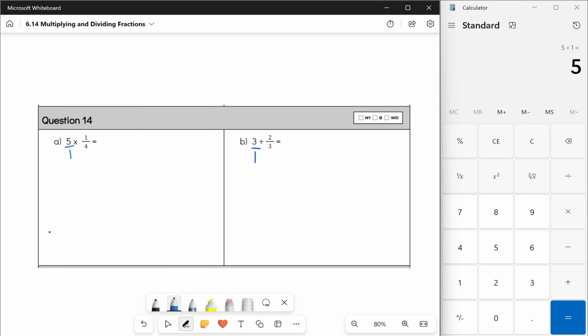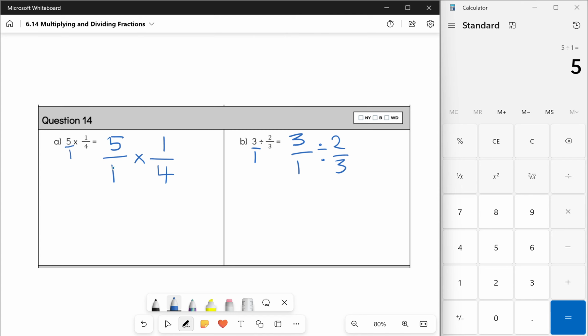So I'm going to rewrite this question just to make our lives a little bit easier so we can recognize the fact that this whole number can be represented as a fraction. So I'm going to turn that into 5 over 1 times 1 over 4. And I'll rewrite this one as well. We've got 3 over 1 divided by 2 over 3. Okay. Now our lives are a little bit easier.